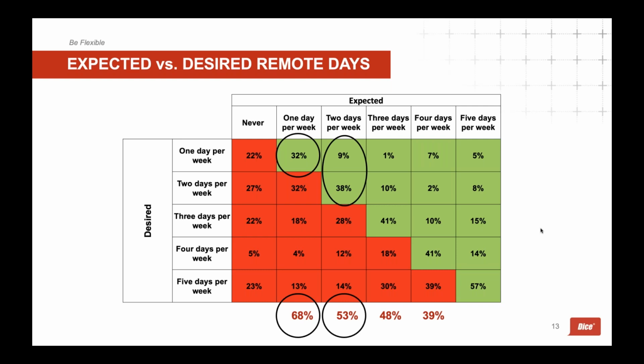I'm going to pause here for a sip of water and give you just an extra moment to study this matrix.